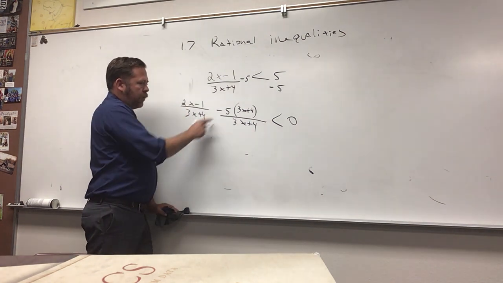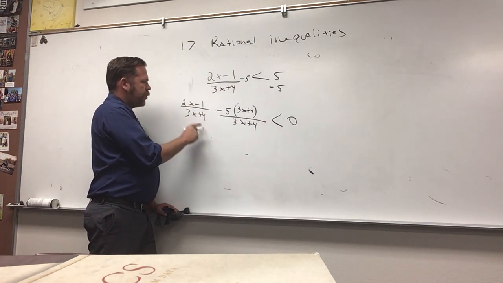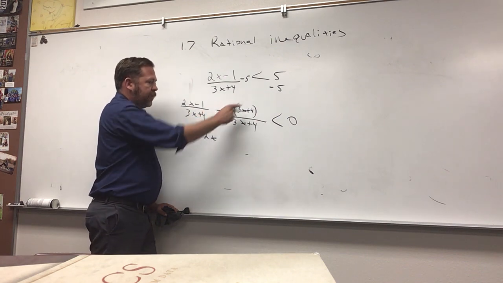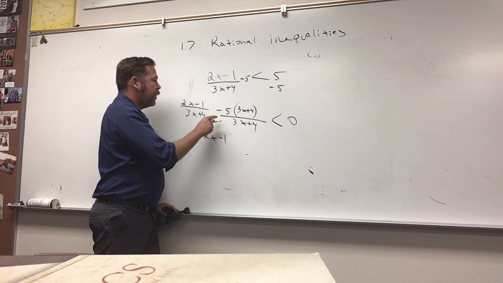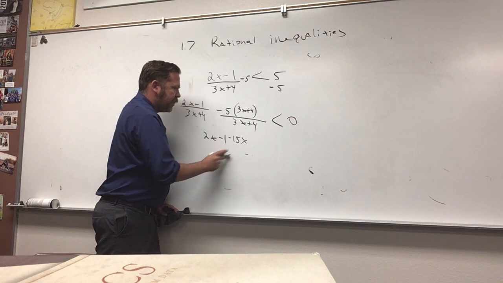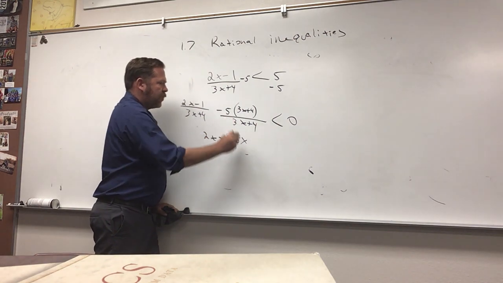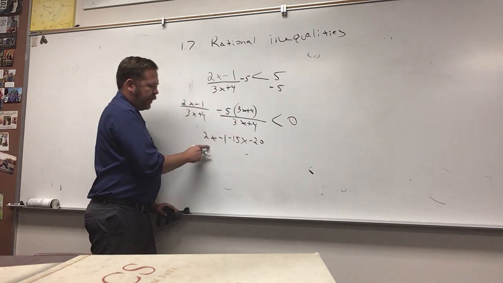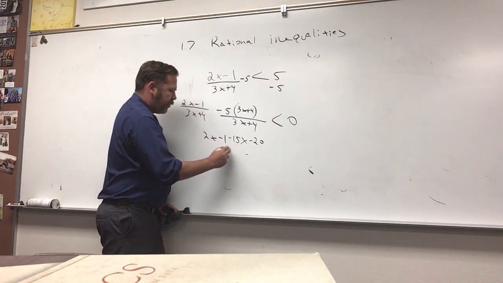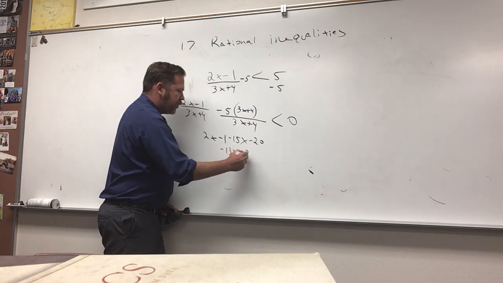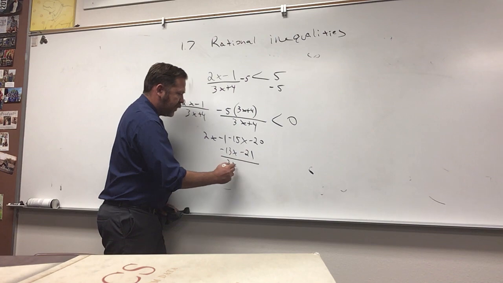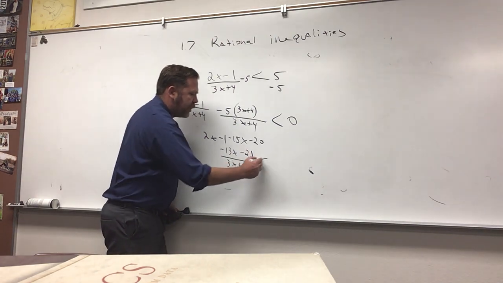So now I'm going to combine the like terms. So I have 2x minus 1, and then I have a -5 that I'm distributing to these two, so that's minus 15x. And then -5 times 4 is minus 20. And if I combine like terms, I get 2x minus 15x is -13x minus 21 over my common denominator of 3x plus 4 has to be less than 0.